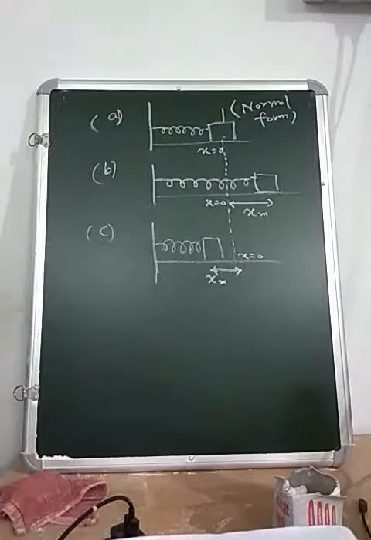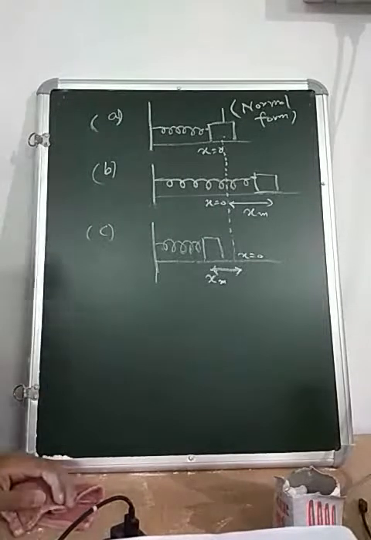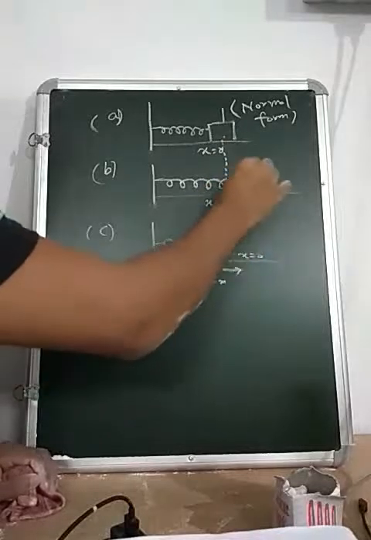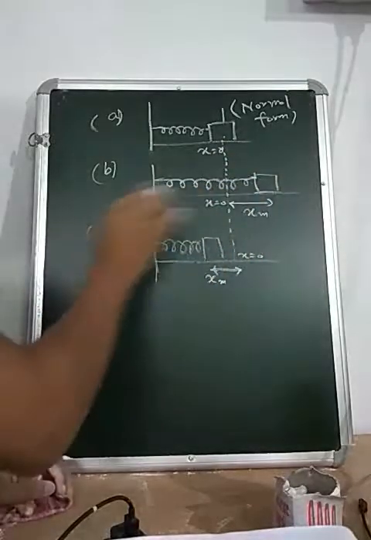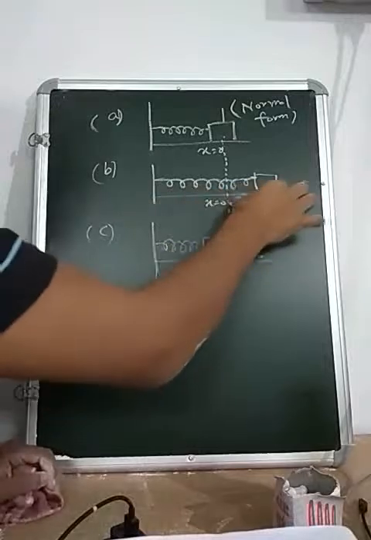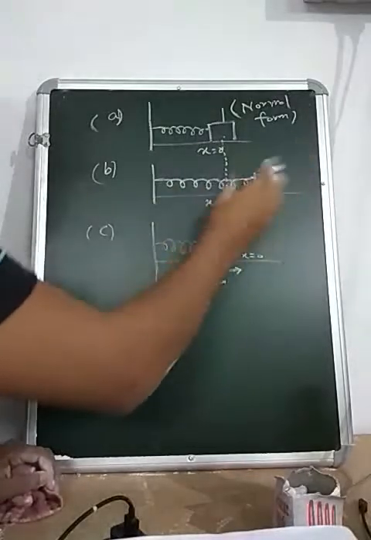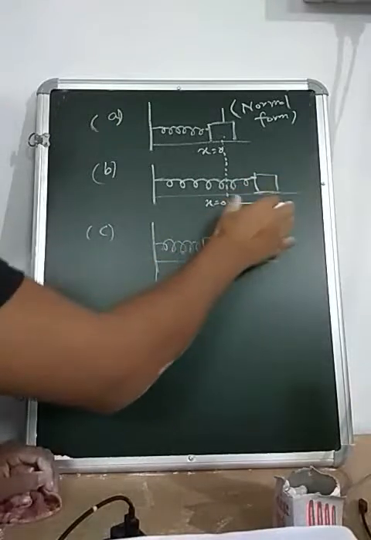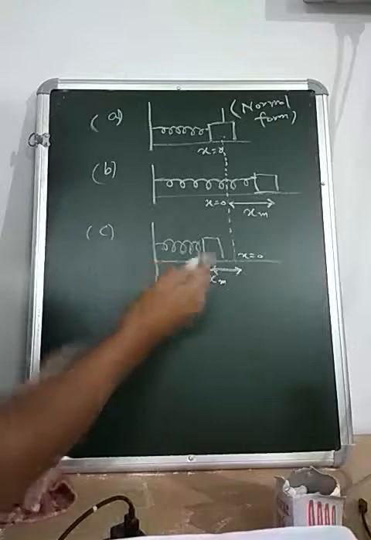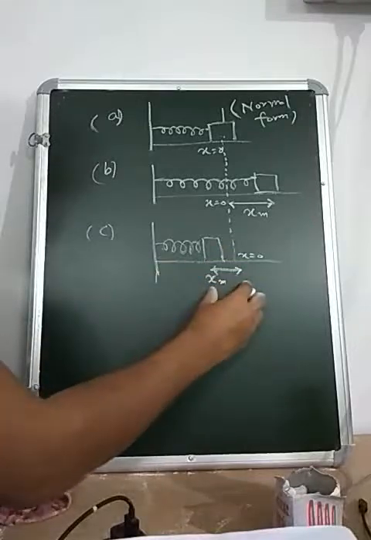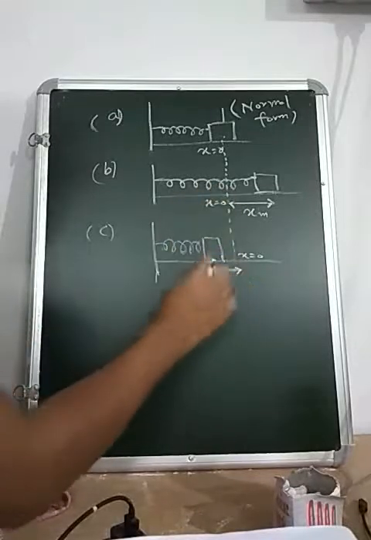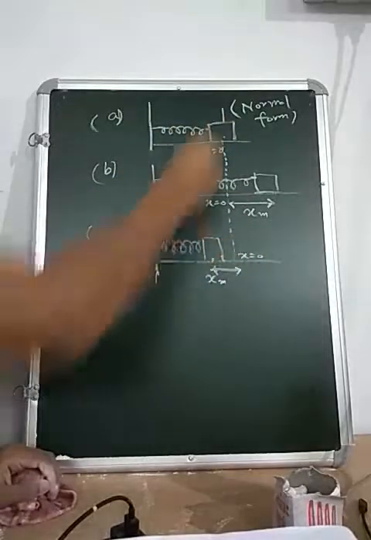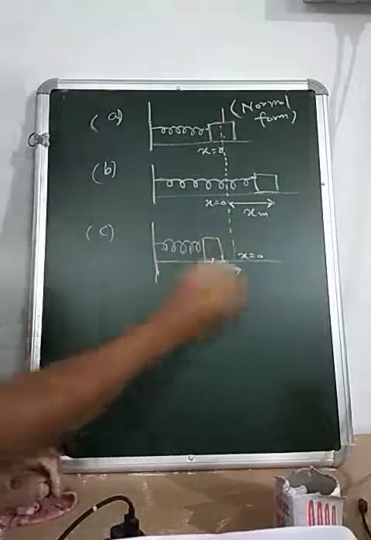Now see, here x is what? Here this is expansion, or extension of the spring. So here x is positive, to the right side of x equal to 0. So the deformation or displacement of the spring is positive. In this case, it is compressed, so the displacement of the spring is negative, on the left side of x equal to 0, or left side of the origin.